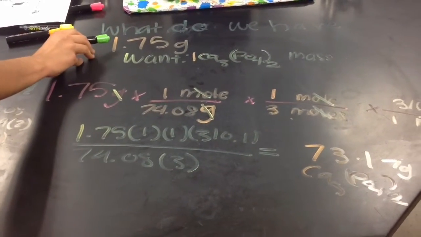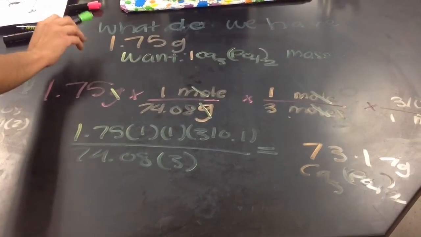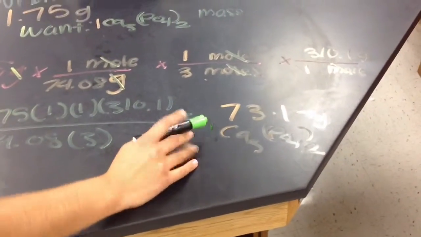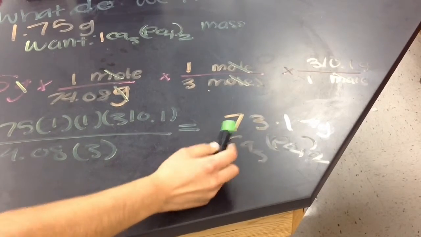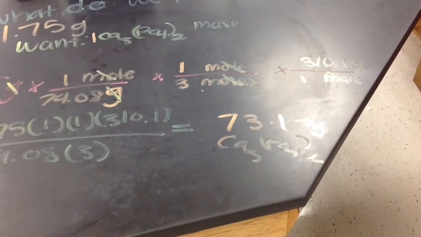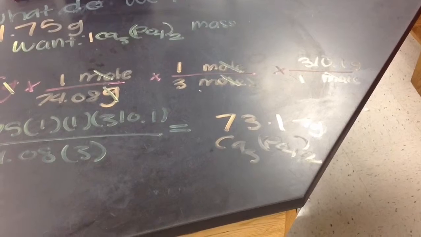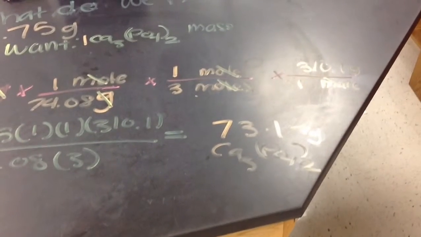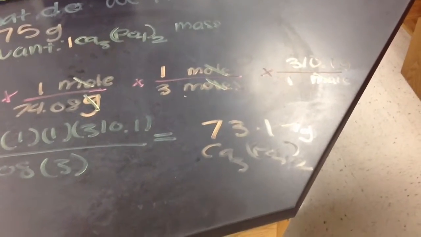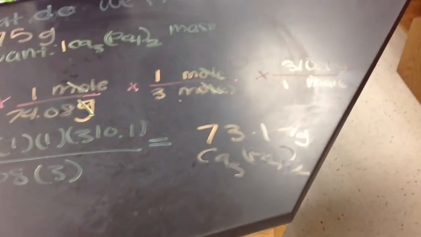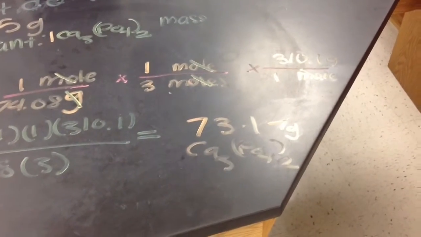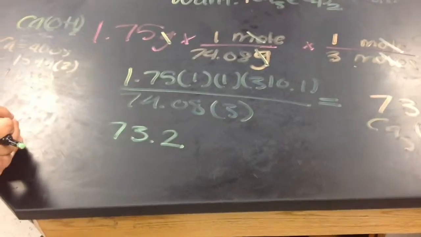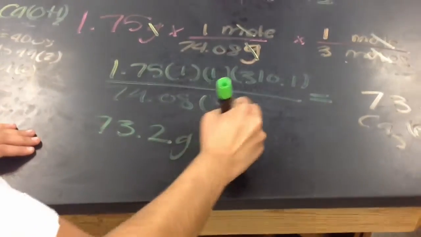Now that we have our grams, we have to look back to what we had, which was 1.75, correct? We had 3 significant digits here, so we need 3 significant digits here. In this case, we have 4 with the 73.17. So how do we get to 3 significant digits? Michael, how do we do that? Round the tenth spot in the decimal to 2 because 7 is greater than 5. Right. So we would have 73.2 grams of calcium phosphate.